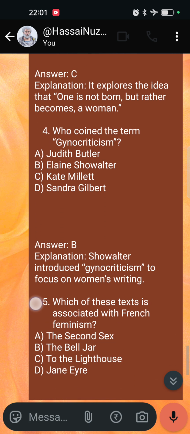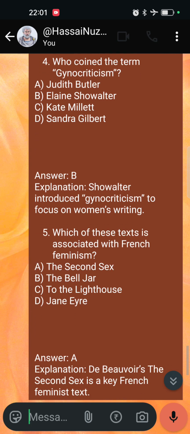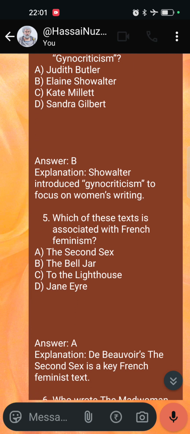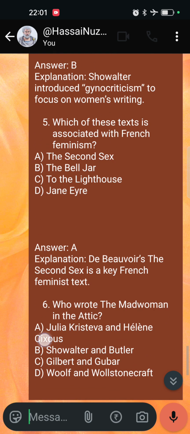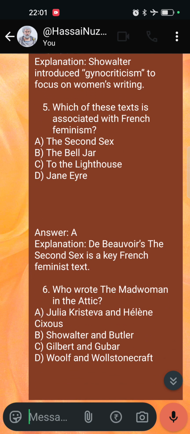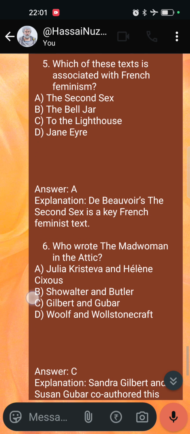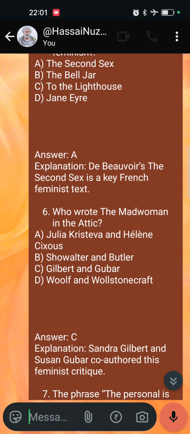Fifth question. Which of these texts is associated with French feminism? Answer A. The Second Sex. Beauvoir's The Second Sex is a key French feminist text. Sixth one. Who wrote The Madwoman in the Attic? Answer is C. Gilbert and Gubar. Sandra Gilbert and Susan Gubar co-authored this feminist critique.